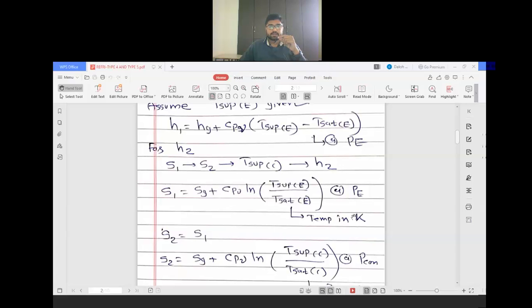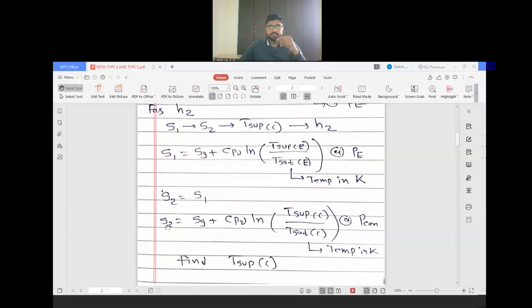Then according to our procedure, after S1 comes S2, so S2 is equal to S1. Now for T superheated condenser you can utilize this formula: S2 is equal to Sg plus Cpv ln of T superheated condenser divided by T saturated condenser. Clear? All the values you have to take at the condenser pressure, P condenser. But here the unknown will be this T superheated condenser. All the other values are known, but this is unknown.